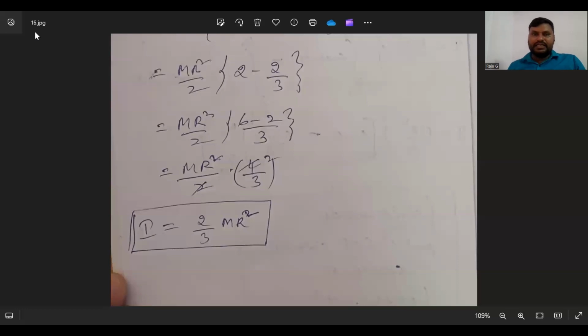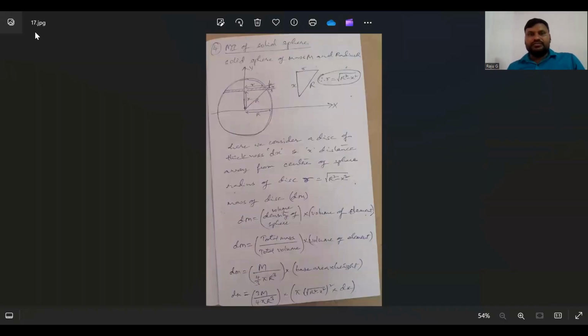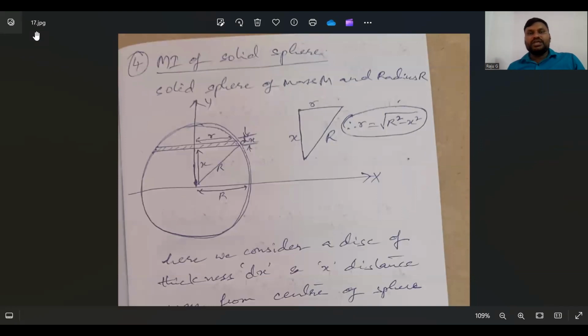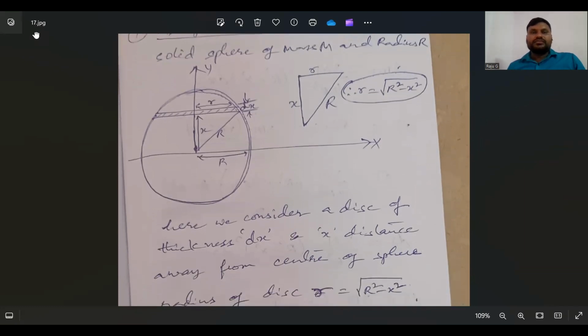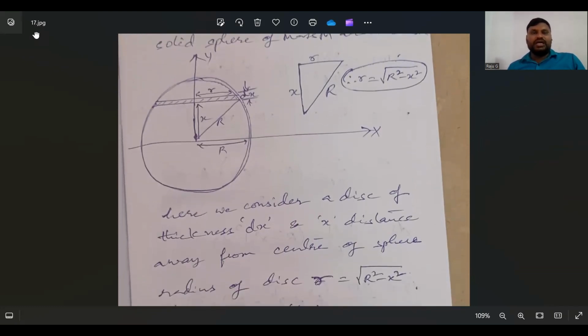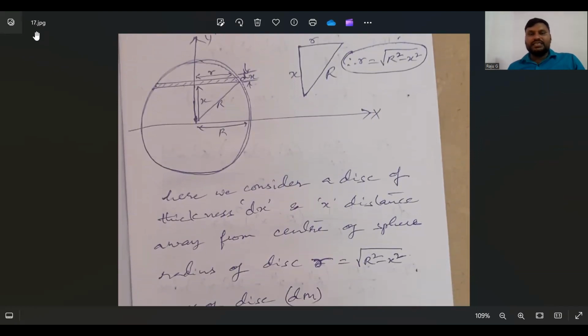Now, next we will find the moment of inertia of a solid sphere. Solid sphere of mass m and radius R. To find its moment of inertia, let us consider a disk of thickness dx and x distance away from the center of the sphere. Look at this sphere. We have to consider a circular disk, which is at a distance x from the center of the sphere, and the thickness of the disk is dx. Dx is the thickness of the disk. This is the dx.